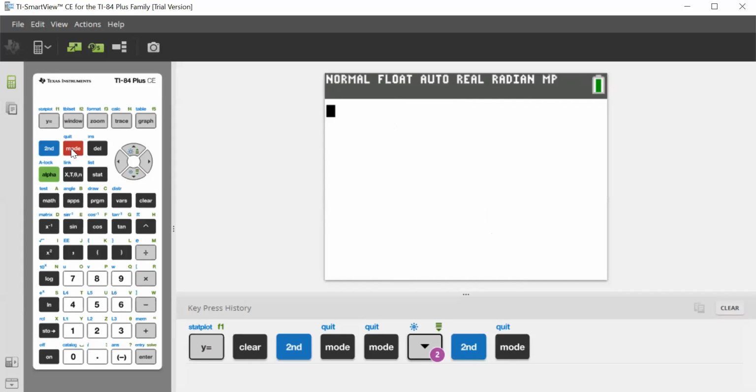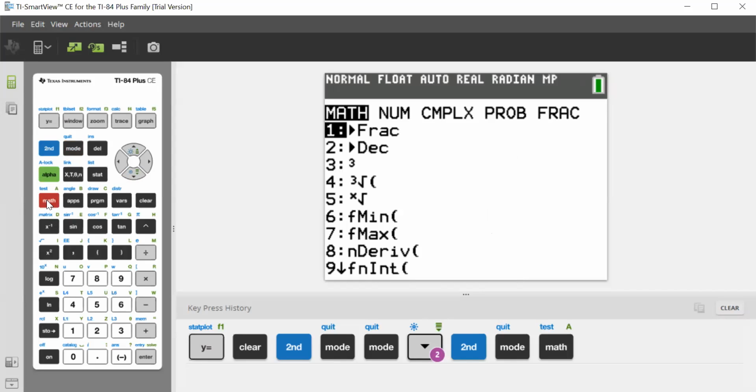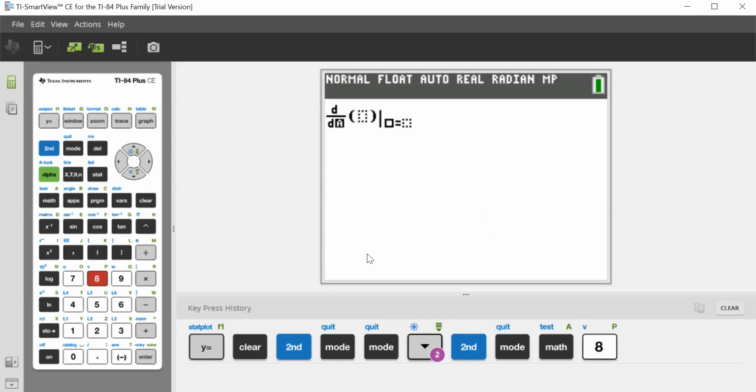Okay, so in order to find a derivative at a point using your calculator, you're going to go into this math window. And you're going to go down to option 8, which is nDeriv. And hopefully it should pop up and look like my screen does. Anybody's not look like that? Anybody say nDeriv and then have a parenthesis? Mine does.